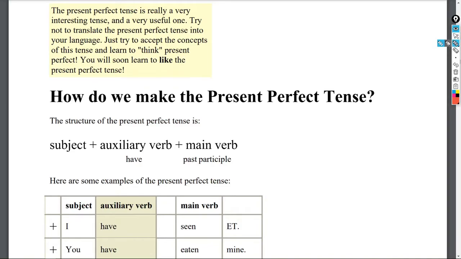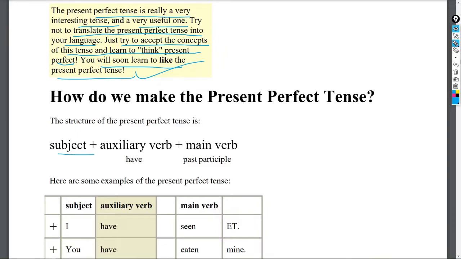Let us see now. The present perfect tense is really a very interesting tense and a very useful one. Try not to translate the present perfect tense into your language. Just try to accept the concept of this tense and learn to think present perfect. You will soon learn to like the present perfect tense. So now, how to make the present perfect tense?